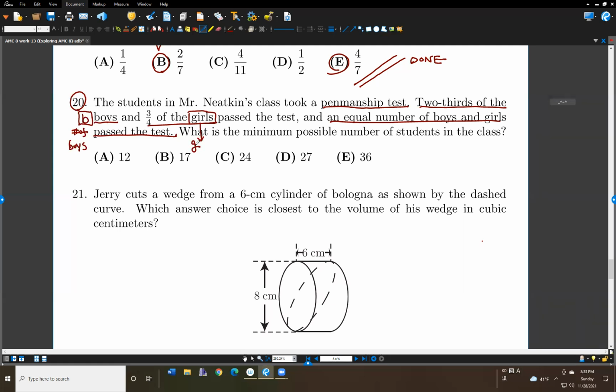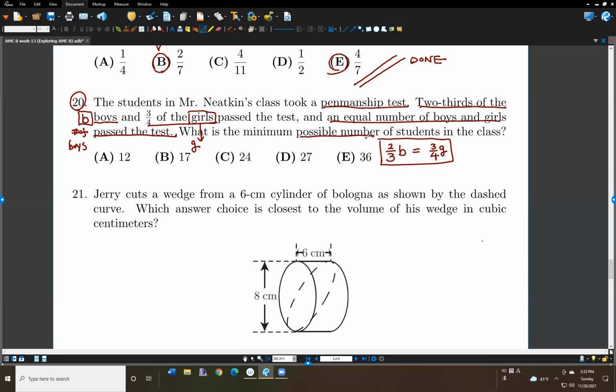So 2/3 of boys is what? 2/3 times B. And 3/4 of girls, 3/4 times G, that is the number that passed the test. These numbers passing the test are equal. That is the equation. Once we set up the equation, find the minimum possible numbers, the smallest possible number that satisfies the equation.